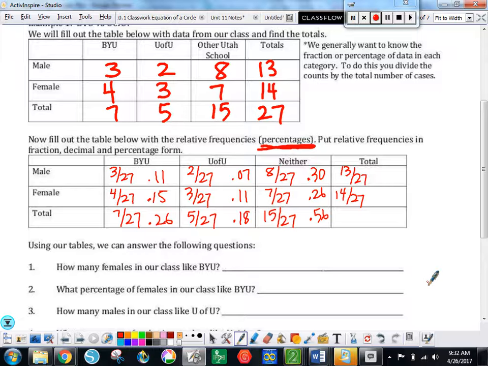It should be 27 out of 27, which is 100%. Okay, 13 out of 27 is 0.48, and this one's 0.52. So if you're asked for a relative frequency, it wants the percentage, or the fraction, or the decimal.